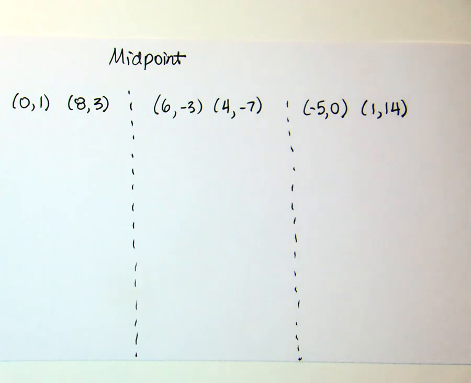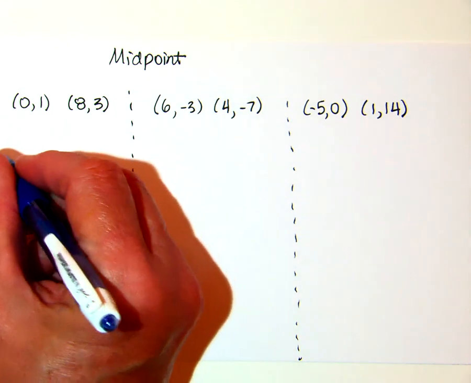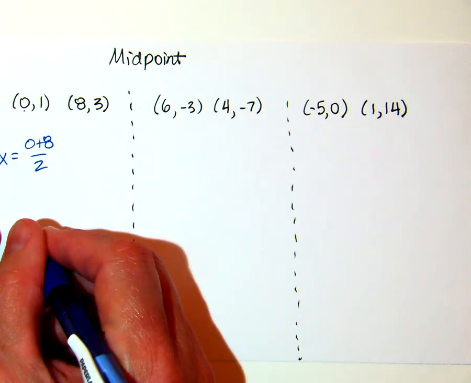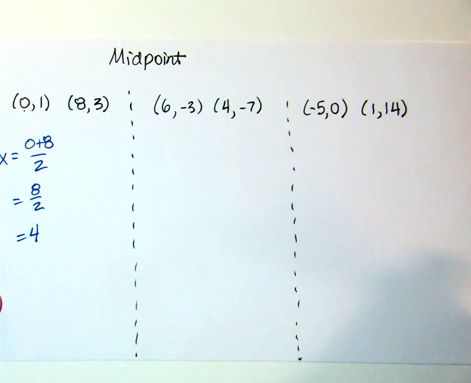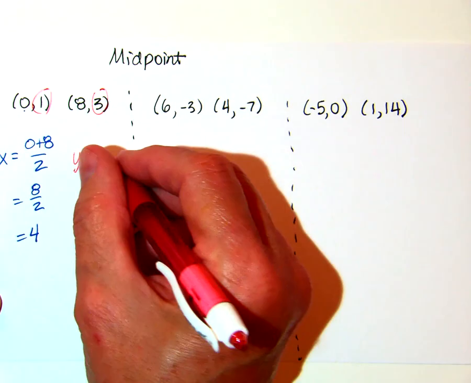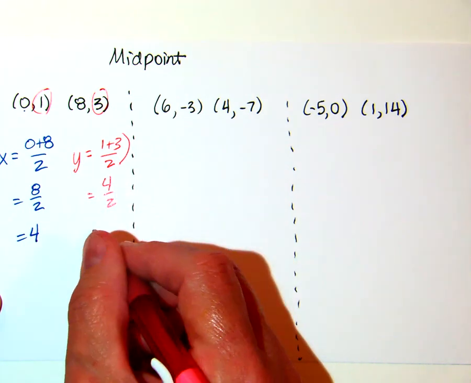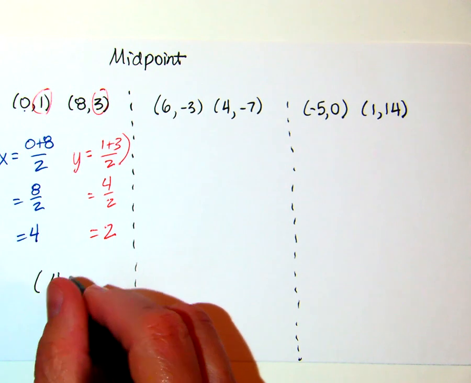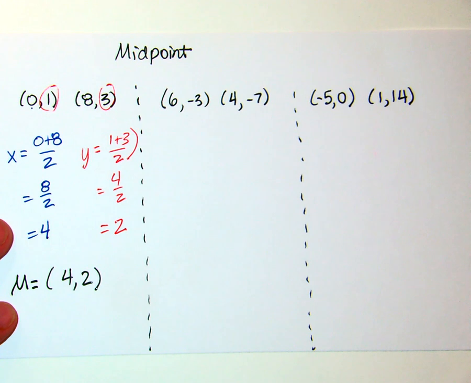You're going to add the x's. You're going to average the x's. You're going to average the y's to get the midpoint. Okay, so the x value will be 0 plus 8 over 2. That's the average. The y value will be 1 plus 3 over 2, which is 4. So the midpoint of this would then be the point 4, 2. That's the midpoint. Okay. The next one.